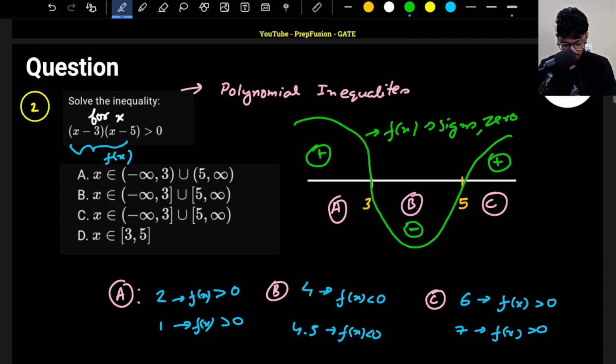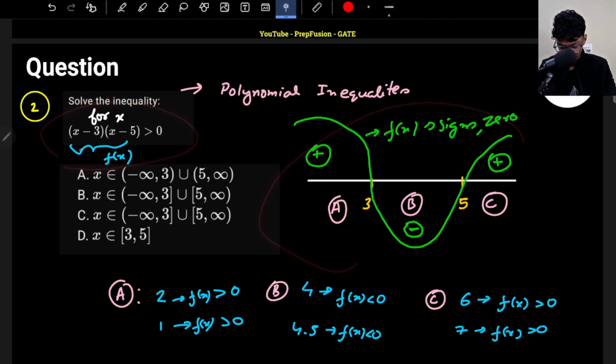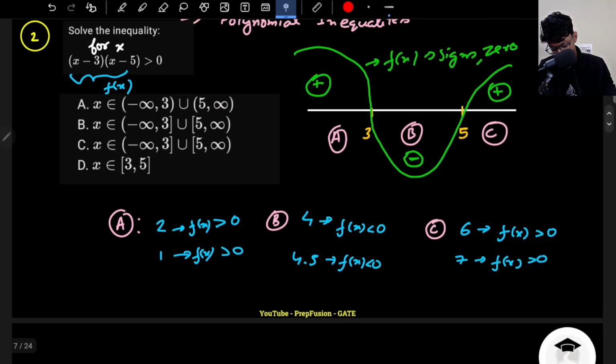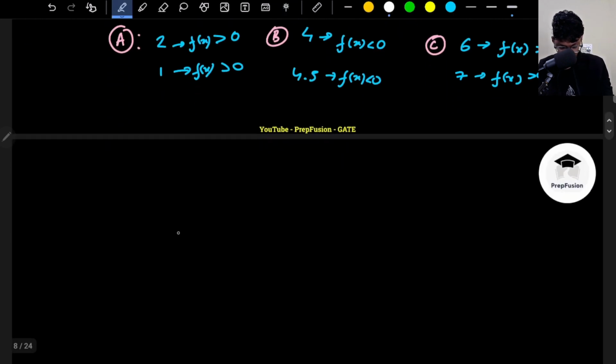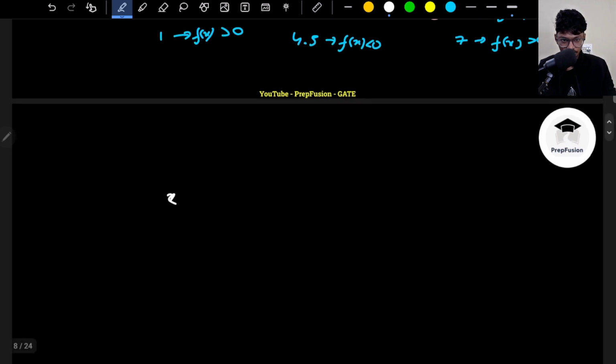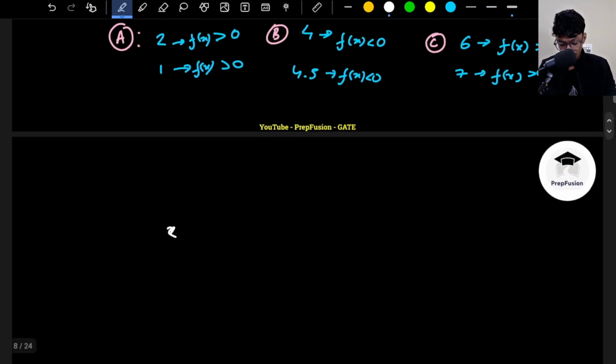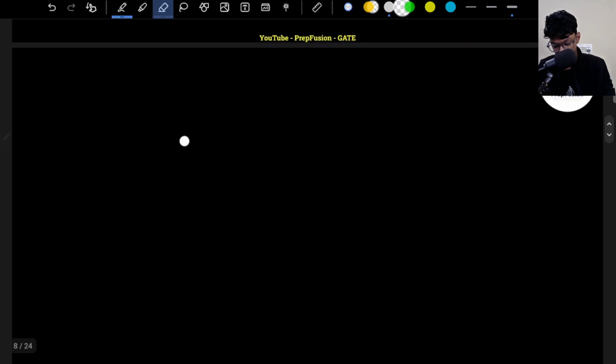Now, this is the basic point that you need to understand. Now we will build upon this. So now tell me which region satisfies the inequality. I need my f of x to be greater than 0. In which regions is my f of x greater than 0, greater than 5 or less than 3? These are the two regions. So my x will either be greater than 5 or less than 3.